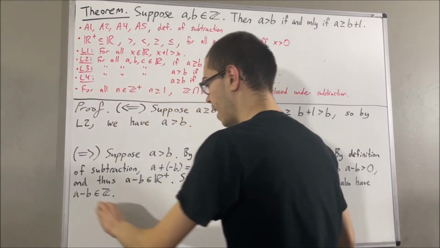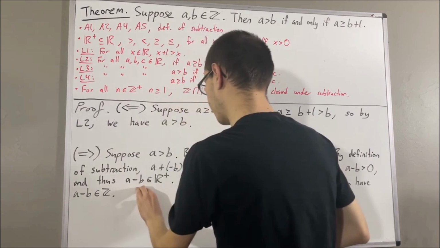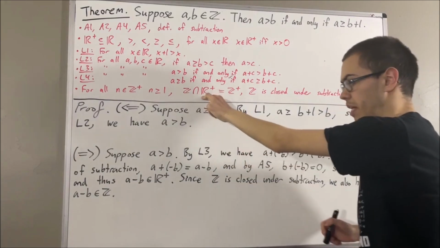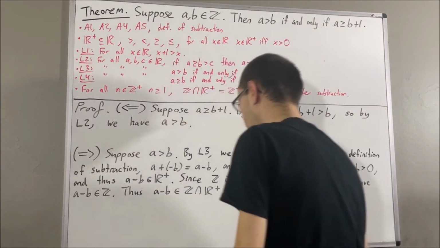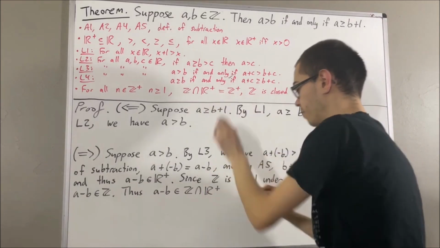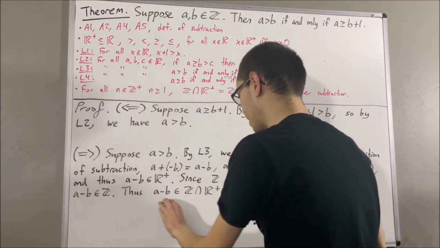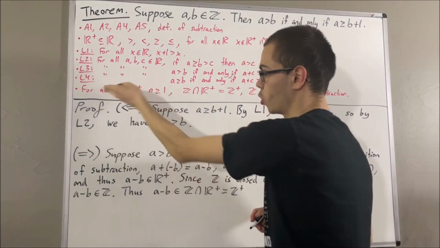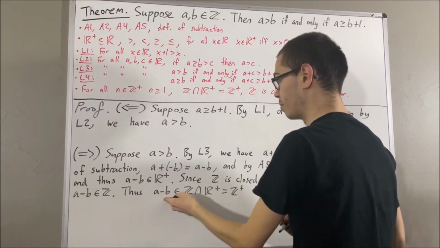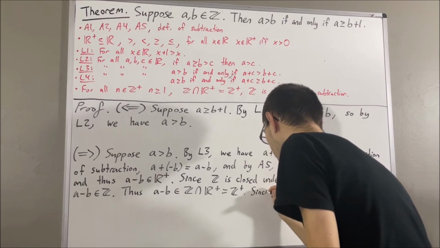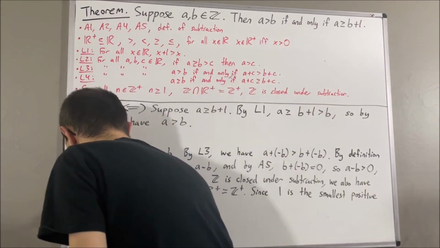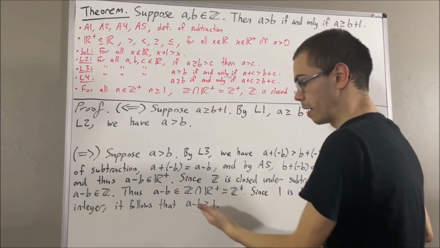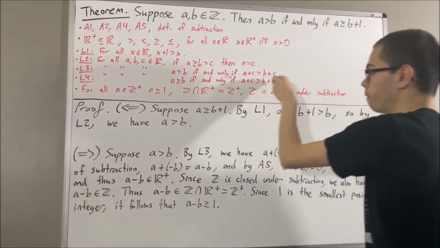So we see that a minus b is an integer and a minus b is a positive real number. That tells us a minus b belongs to the intersection of these two sets. But the intersection of these two sets is equal to the set of positive integers. So this tells us that a minus b is a positive integer. But since 1 is the smallest positive integer, according to this result, this implies a minus b is greater than or equal to 1. And now all we have to do is add b on both sides. And we're justified to do that by L4.